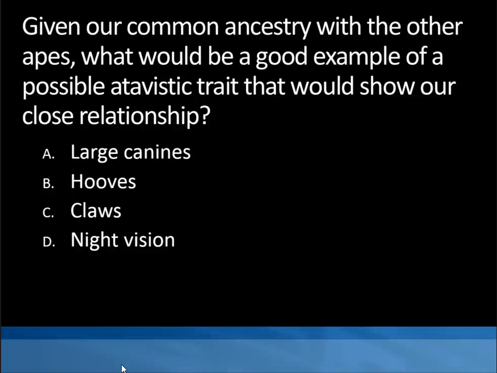Hooves, nope, we don't have any sort of common ancestor that has hooves, so we would not get those, right? Claws, we do have common ancestors that have claws, but apes also have fingernails, so they are ancestral traits to both us and apes. Night vision, other apes have those, older apes have night vision. We do not have really good night vision, but the other apes really don't either because they're also diurnal, which means they live during the day.